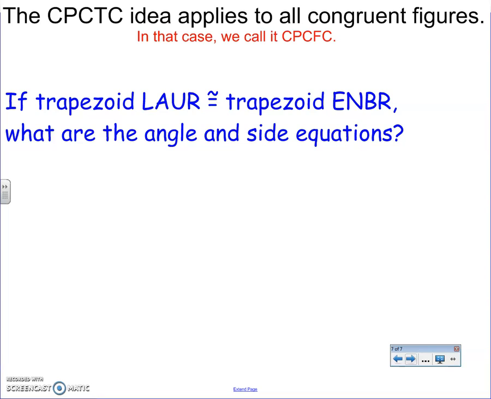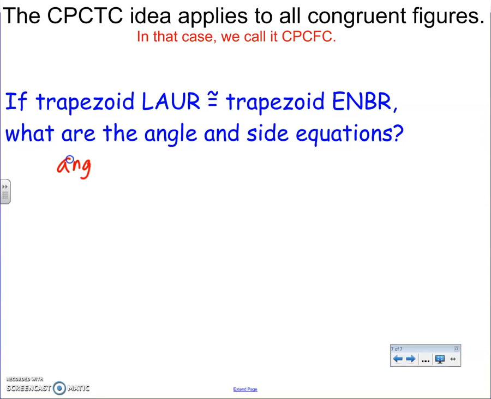Alright, last slide. The CPCTC idea applies to all congruent figures. In that case, we call it CPCFC. It stands for congruent parts of congruent figures are congruent. Instead of 6 equations, 3 angles and 3 sides, it'll be however many sides and angles that shape has. So for example, if trapezoid LAUR is congruent to trapezoid ENBR, trapezoids are 4-sided shapes with 4 angles. There's going to be 4 angle equations and 4 side equations.